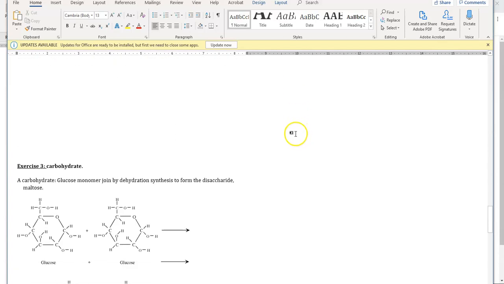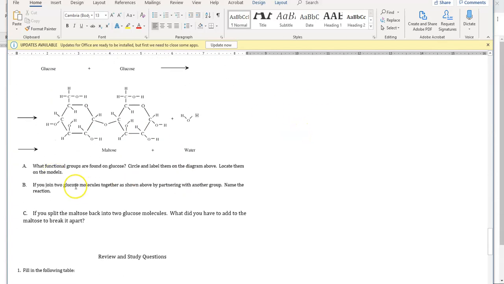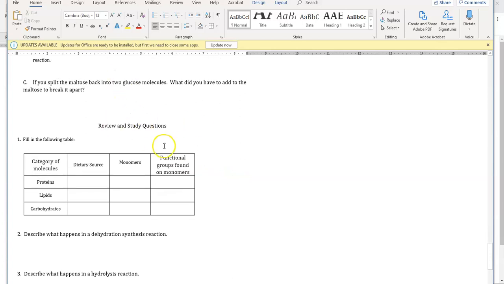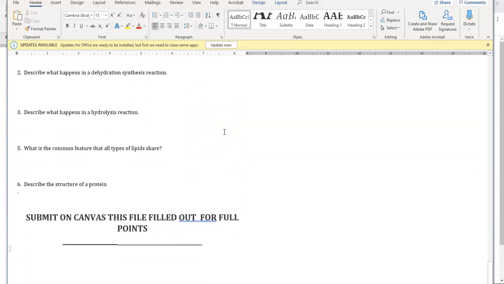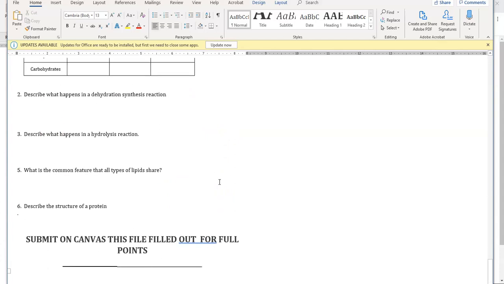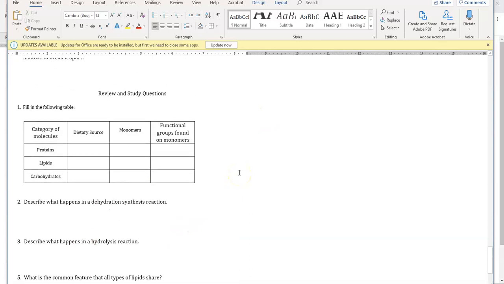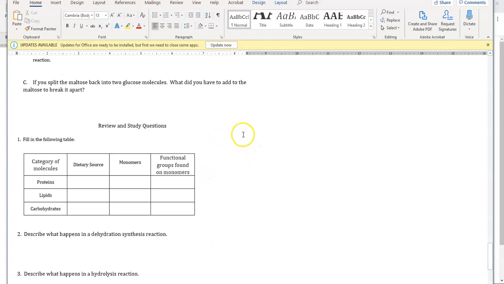Anyway, once you fill out the answers to each of these, it'll ask you what's the functional group on glucose and so on. So you can scan this. There's a CamScanner that a lot of students are familiar with. You can scan it with CamScanner into a PDF. You can take pictures of it as a JPEG, however you want to do that.